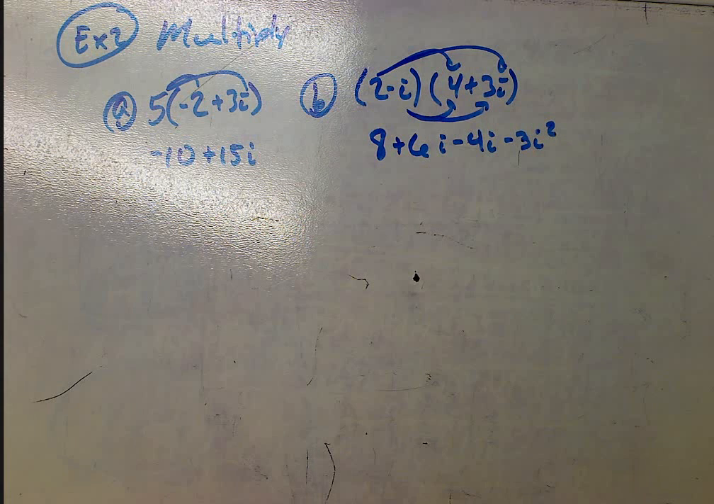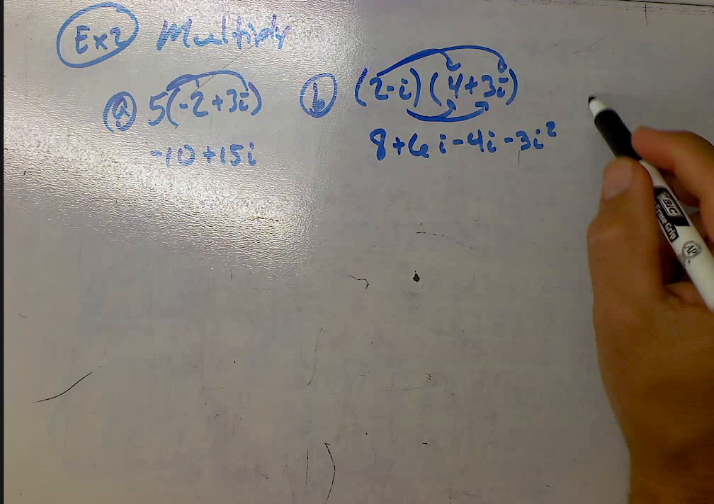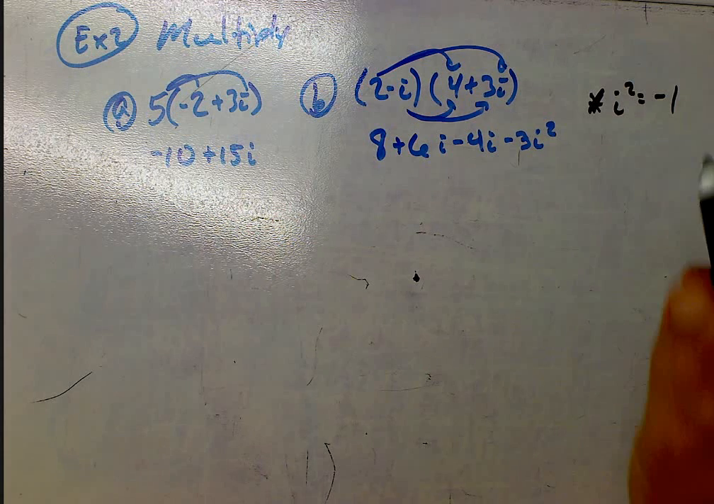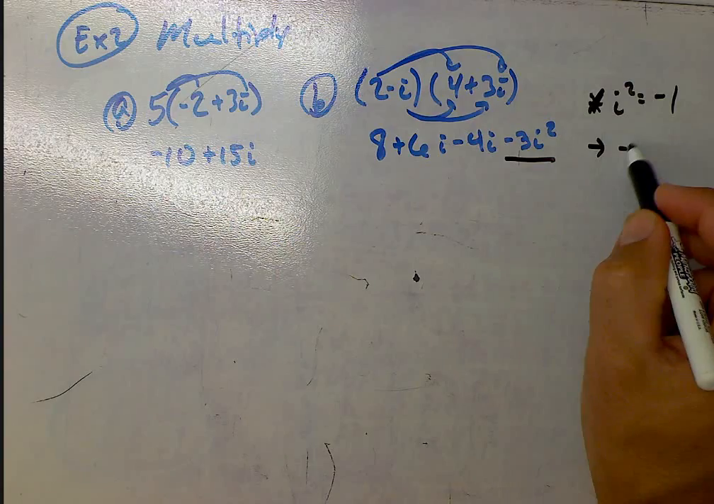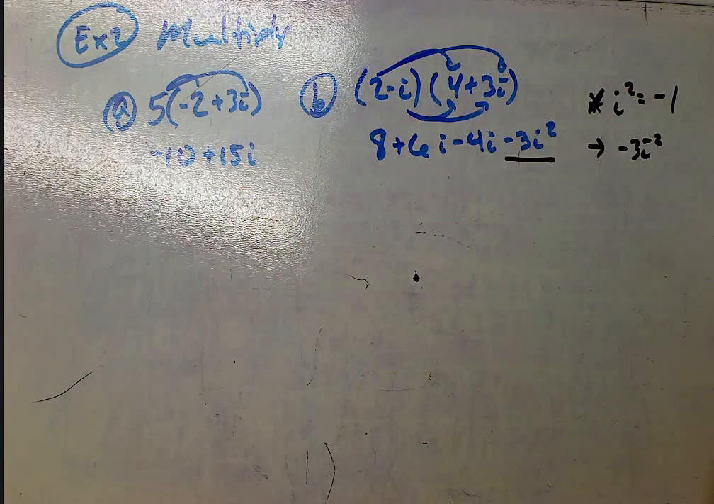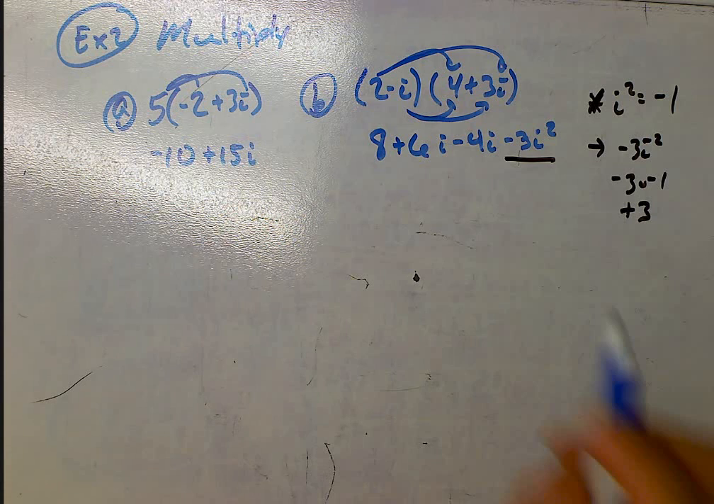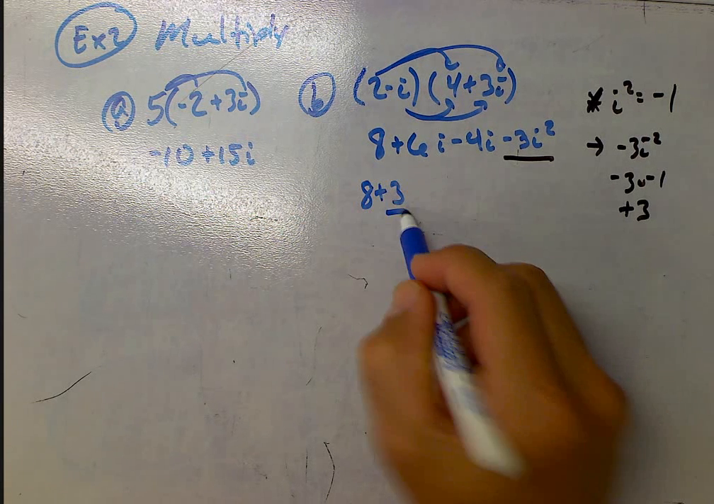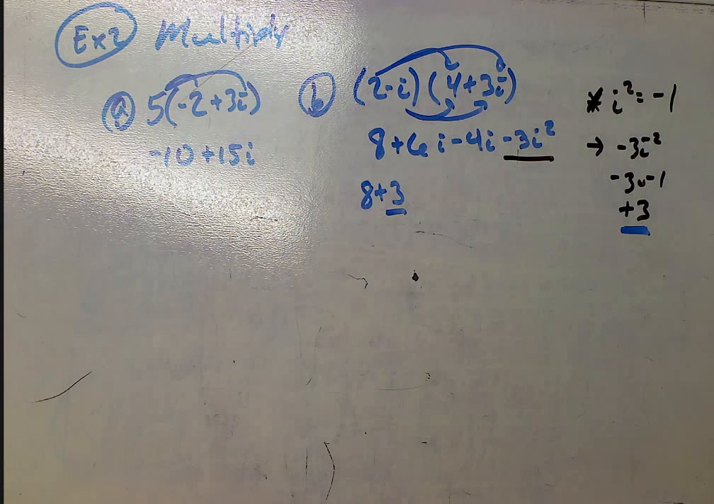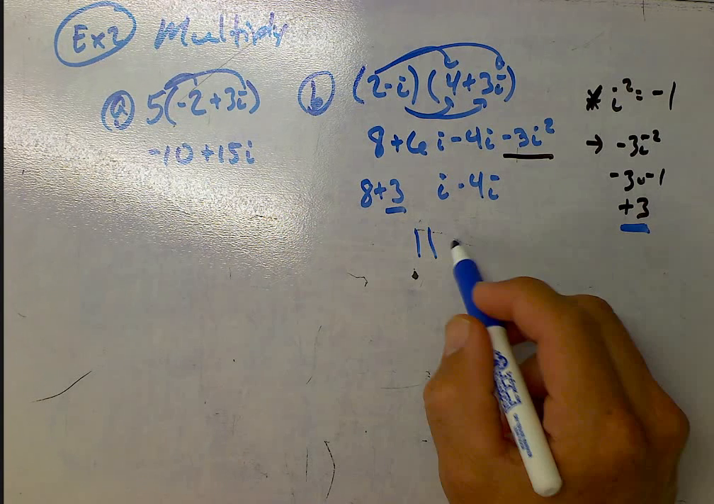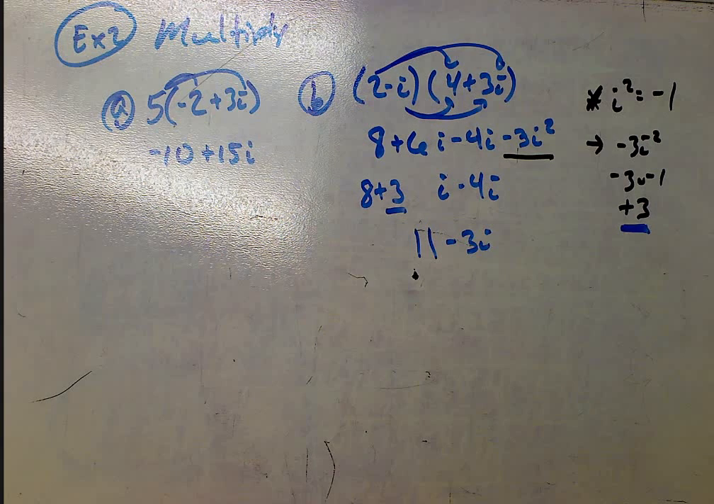And if you recall from Algebra 2, i squared is equal to negative 1. Therefore, negative 3i squared would be negative 3 times negative 1, or positive 3. So when I go to simplify this, it would be 8 plus 3, where that 3 comes from over here, that plus 3. And then i minus 4i. 8 plus 3 is 11. i minus 4i is negative 3i, and the answer is 11 minus 3i.